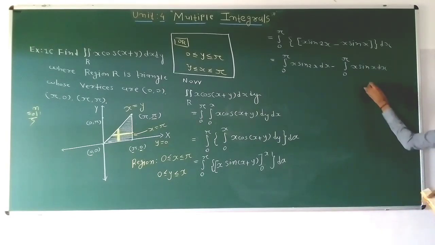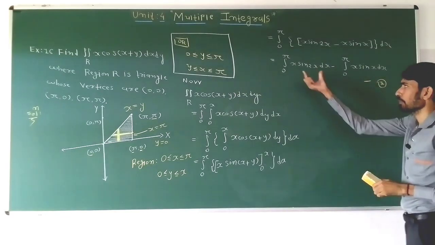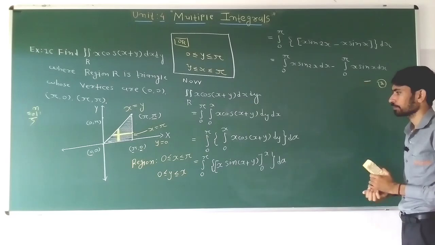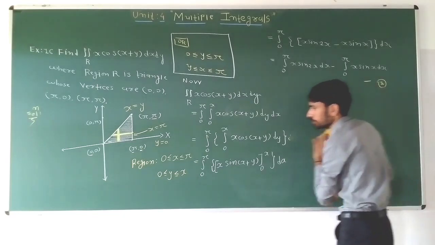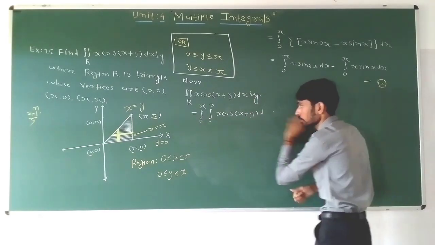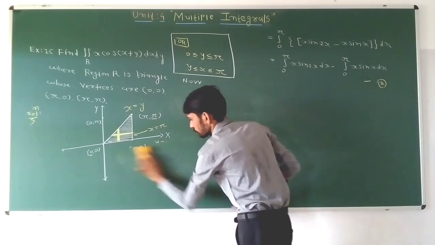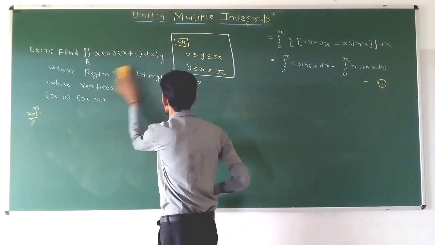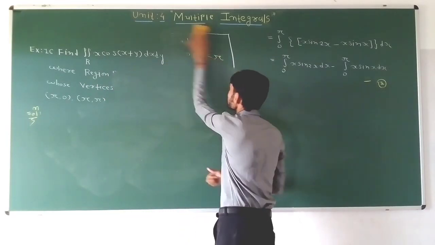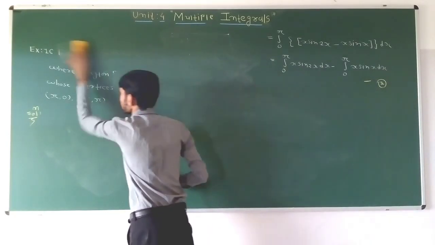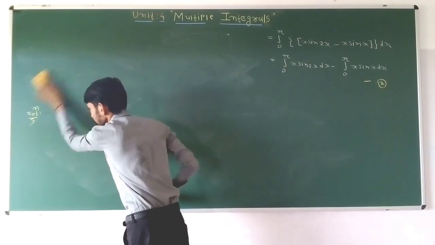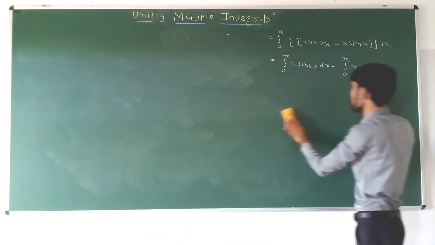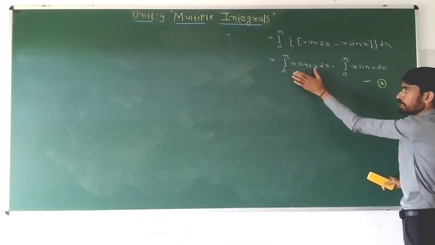So here we say this is called equation number 1. Here we find the value of both the integrations separately. So this is called equation number 1. First of all, here we find the value of this integration.